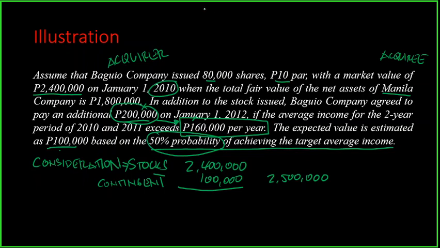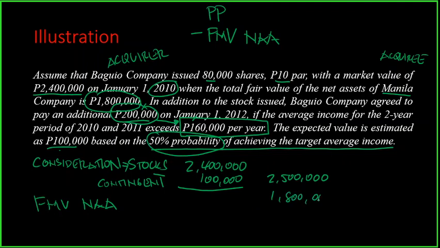How do we compute for your goodwill? You have your purchase price or your consideration less the fair market value of your net assets acquired. So we simply deduct the fair market value of net assets acquired. And in this case, it is 1,800,000. So you have 2,500,000 less 1,800,000. This will be 700,000.